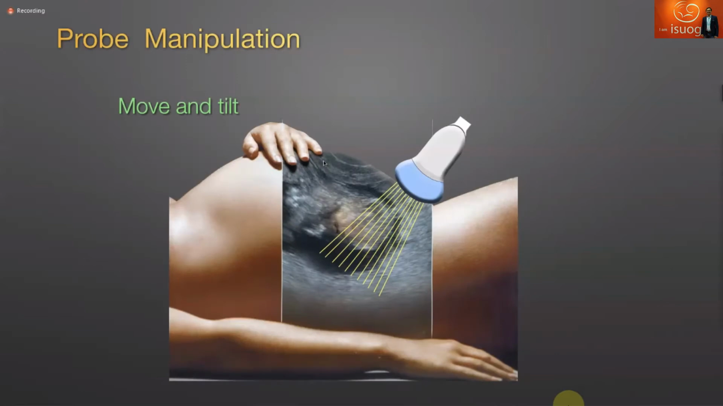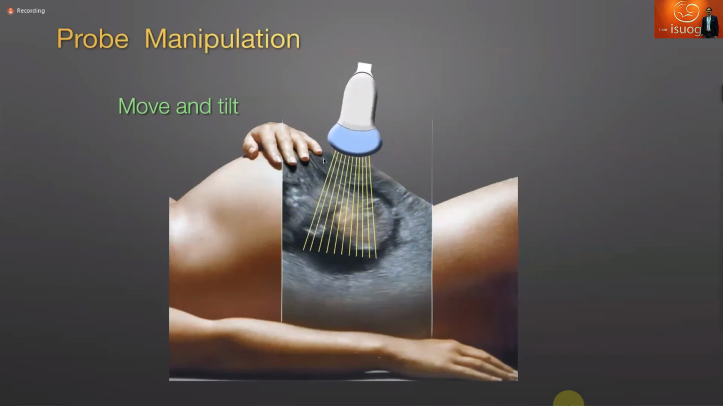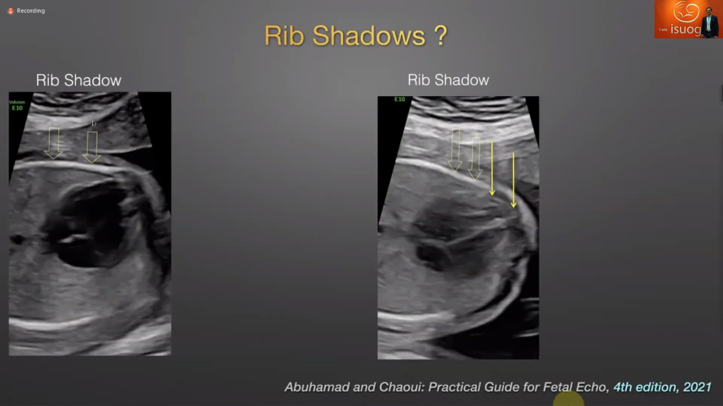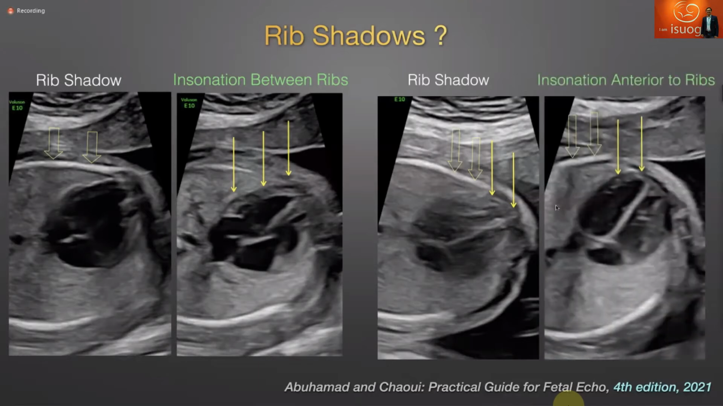You should also move the probe to get behind the shadow. If the fetus is not lying in a good position, especially in the second trimester, you can go behind the bones. For example, these are rib shadows, two cases. In one case, you will scan between the ribs to see the heart because you have shadowing here, or you move the probe to get in front of the rib to get into the heart.